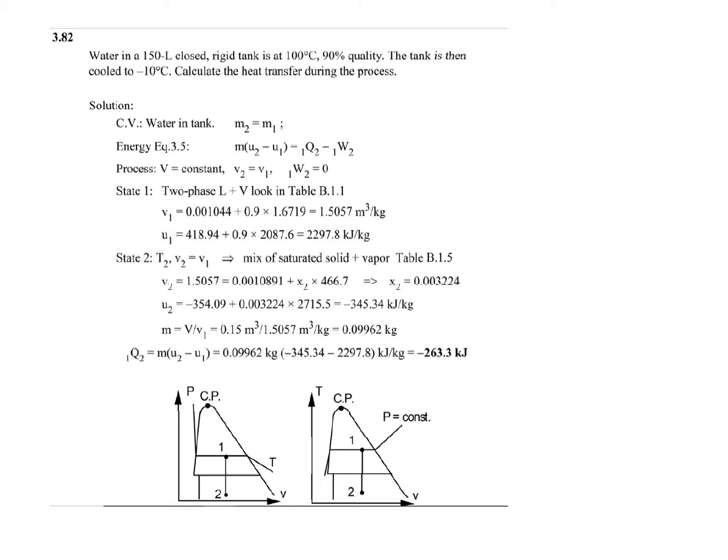However, we have a quality of x equal to 0.9 in this case. Therefore, we will use this information to find the initial volume. The initial volume will be the same as the final volume, and we can compare the volumes at minus 10 degrees centigrade and find the quality, and then we will proceed with this problem.